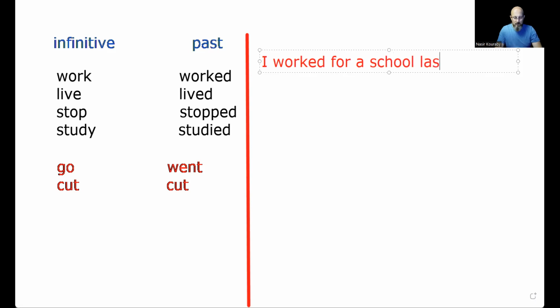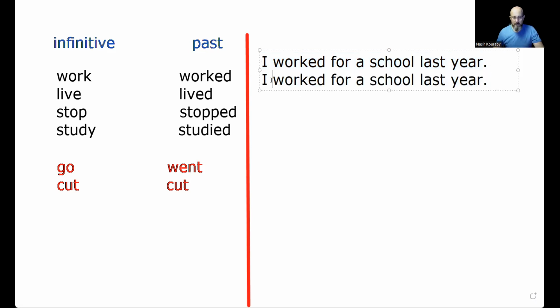school last year. Okay, I worked for a school last year. This is the positive. How can I make negative? I write the same. I and the what? Didn't. I didn't work. We delete ed. Okay, so here we added ed because it's the past. I worked for a school last year, and we added didn't. Okay, and we deleted ed from work.